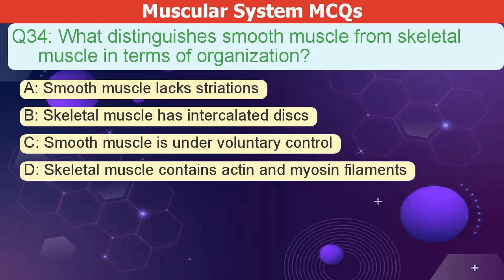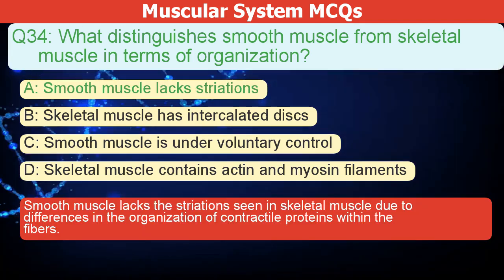What distinguishes smooth muscle from skeletal muscle in terms of organization? A. Smooth muscle lacks striations. B. Skeletal muscle has intercalated discs. C. Smooth muscle is under voluntary control. D. Skeletal muscle contains actin and myosin filaments. The correct answer is A. Smooth muscle lacks the striations seen in skeletal muscle due to differences in the organization of contractile proteins within the fibers.